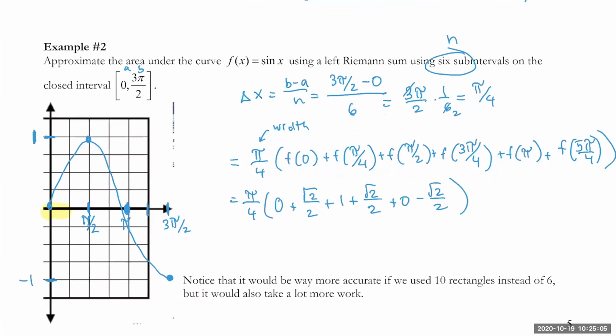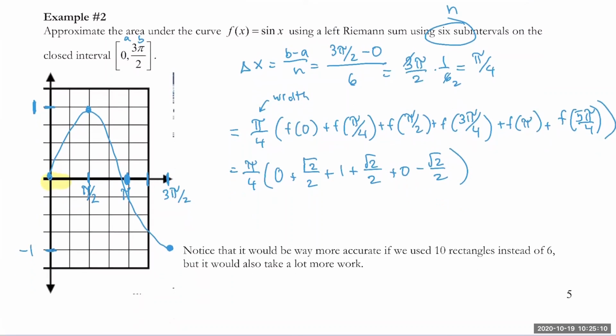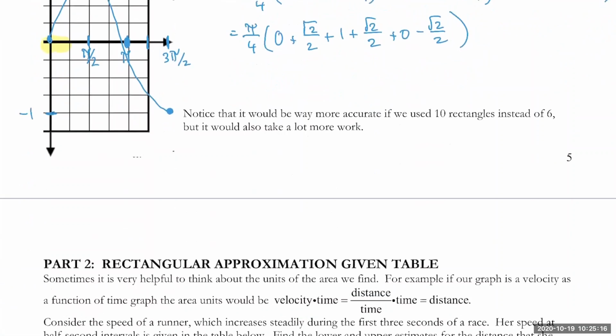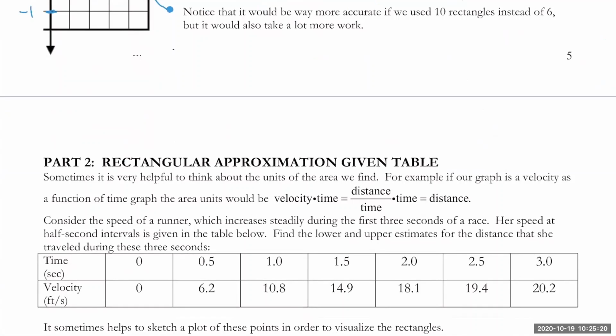Okay, so it says, notice that it would be way more accurate if we use 10 rectangles instead of 6. But it would take a lot more work, which is true. Okay, so I'm going to end on the next page with an idea to kind of bring us back around from the PVA problems to the problems that we have now. So there was a part on the Dixie-Ross worksheet that I know you guys couldn't answer because it's part of this unit. So I'm going to just give a really basic example.